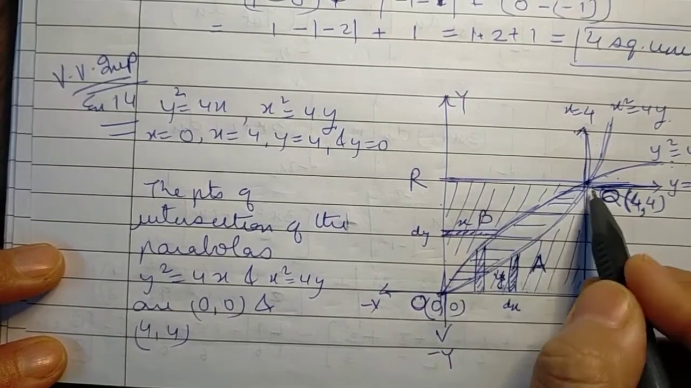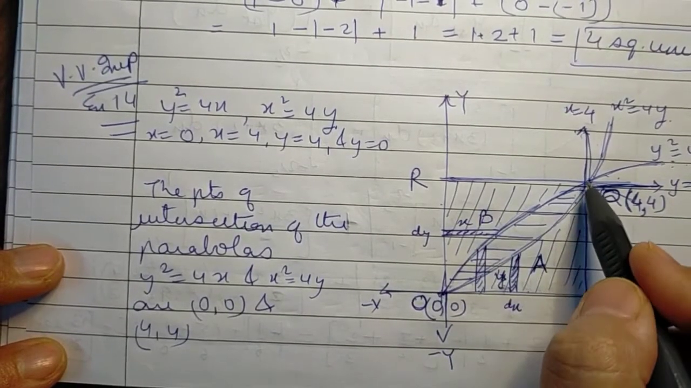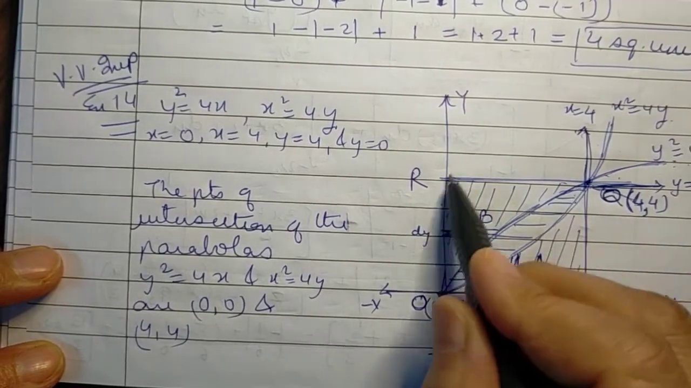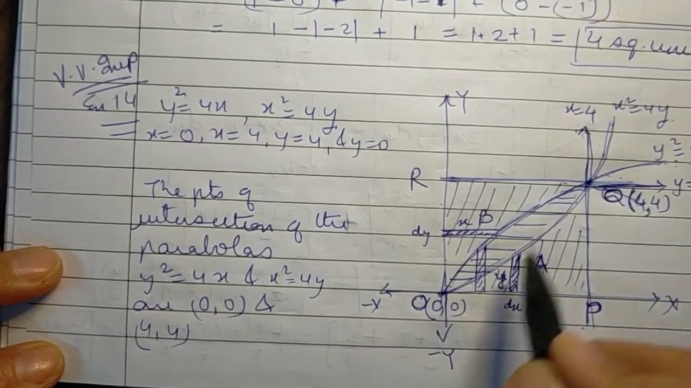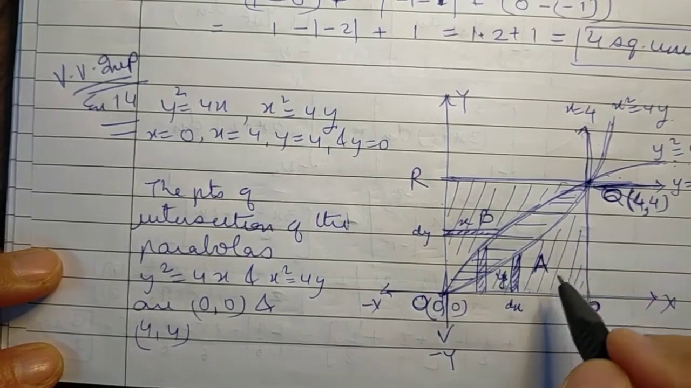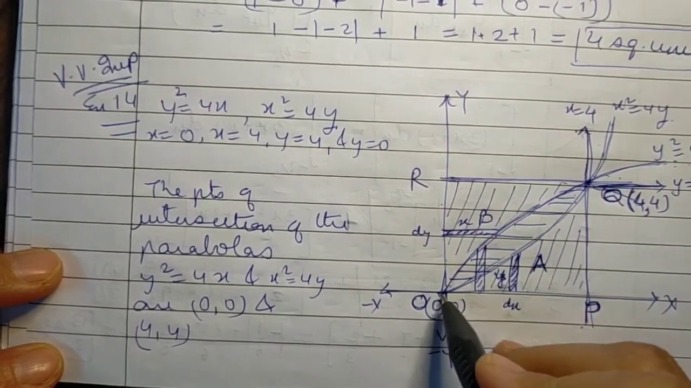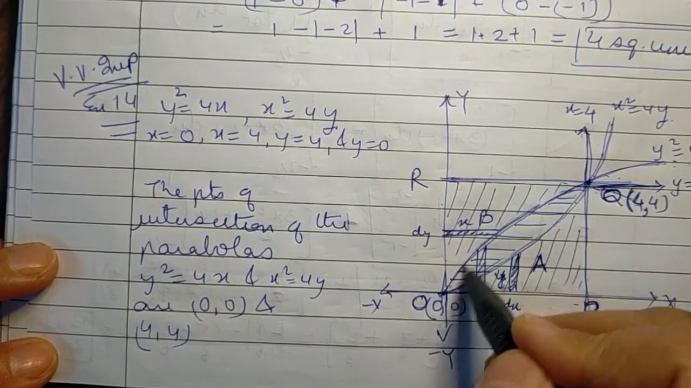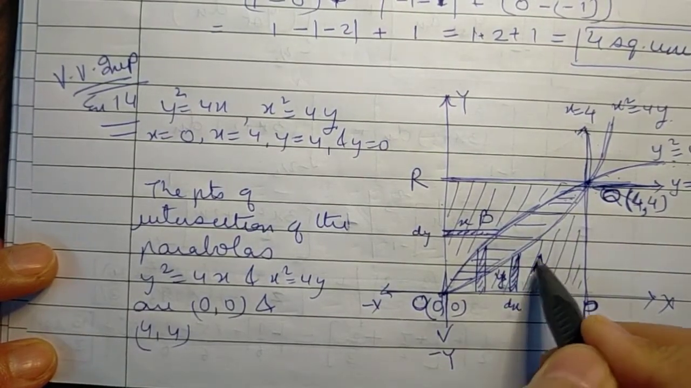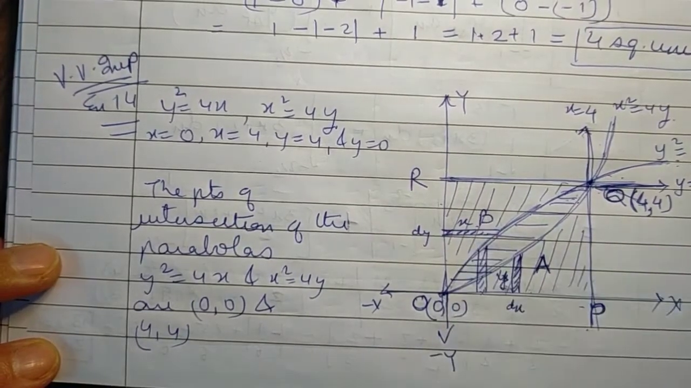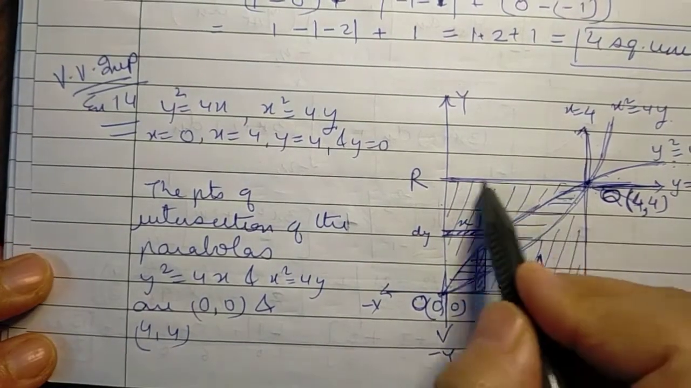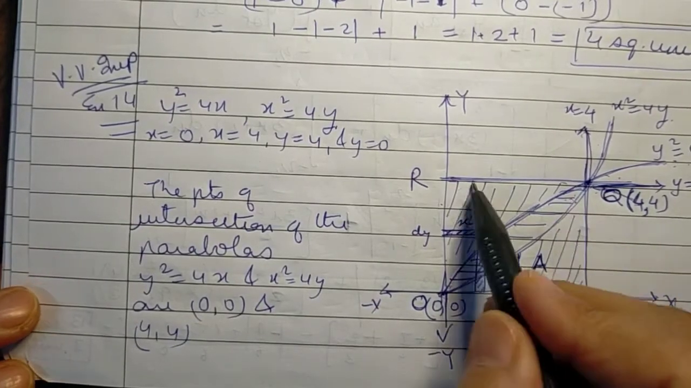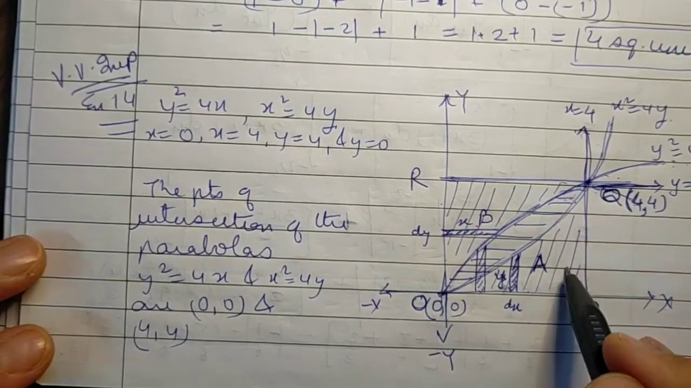So when we drop a perpendicular from here onto the x-axis and y-axis, it forms a square passing through the lines x equal to 0, x equal to 4, y equal to 0, y equal to 4. So we have to show that these three areas, the area between the parabolas, the area A and the area B are equal, and hence we can prove that these two parabolas divide the square into 3 equal areas.